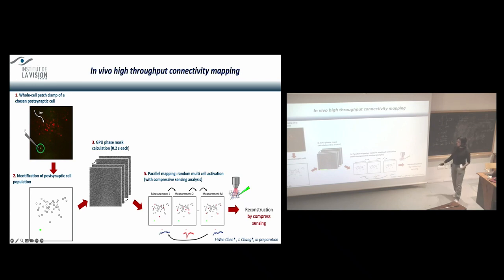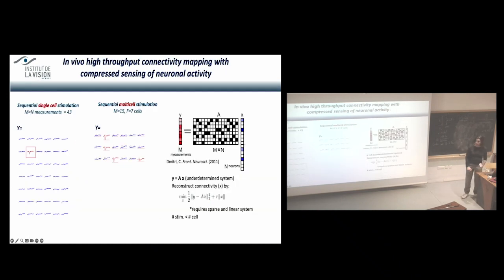Okay, now the question is, when you do this, how do we find back, within those cells, which are connected? So you have two options. Either you go to sequential light stimulation of this subset of cells to find the ones that are connected, or you can apply some compressed sensing analysis, which I will try to explain here.